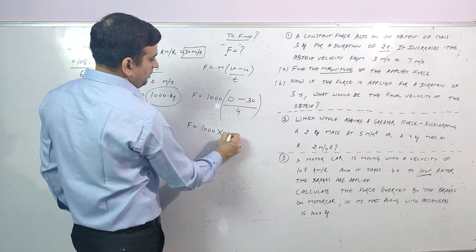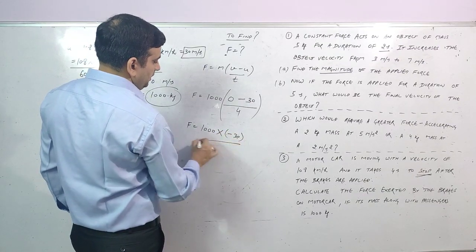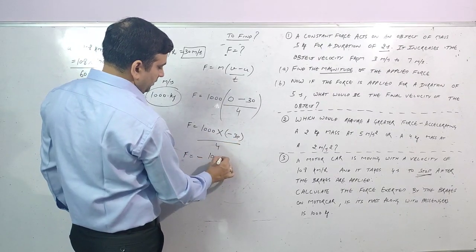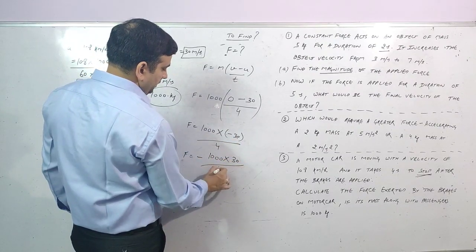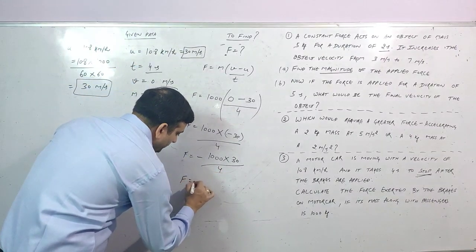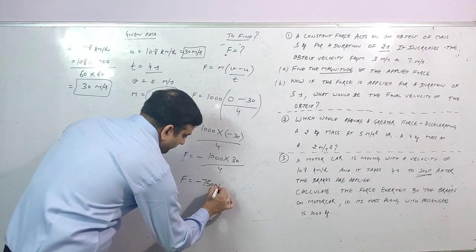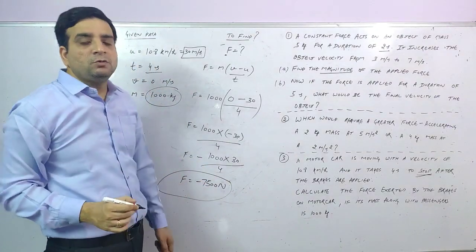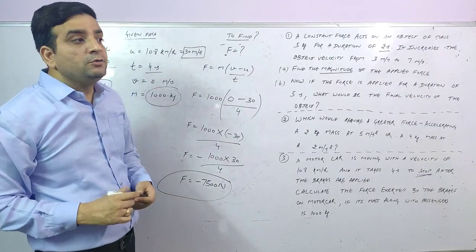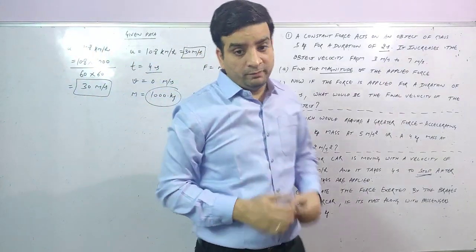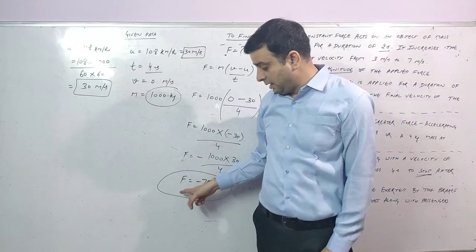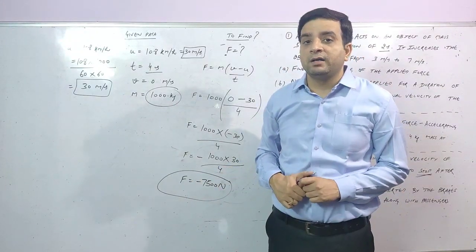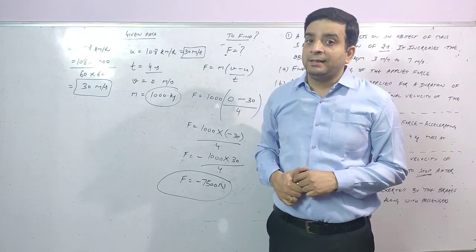1000 into minus 30 divided by 4. F is equal to minus, में आगे लेके आ रहा हूँ. तो 1000 into 30 by 4. The force will be minus 7500 Newton. When you solve this, you will get F is equal to minus 7500 Newton. Now one more thing which is different from the other numericals is, see the sign of force. Force is minus 7500 Newton. So what does this minus sign state?